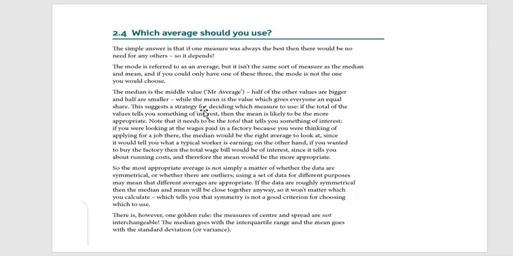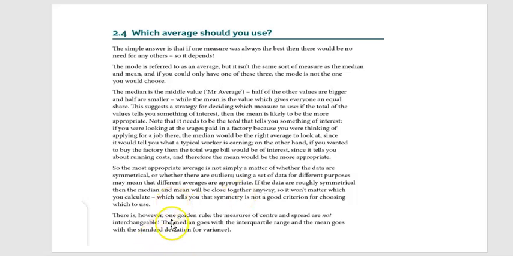So this suggests a strategy for deciding which measures to use. If the total of the values tells you something of interest, then the mean is likely to be more appropriate. Note that it needs to be the total that tells you something of interest. The total value, the total data set will help you to know the measure to use in deciding what is needed. So the most appropriate average is not simply a matter of whether the data are symmetrical, or whether the data have outliers. Using a set of data for different purposes may mean that different averages are appropriate. So when we use different measures, we are simply looking for what is appropriate, so that it helps us to calculate and get the right answer.